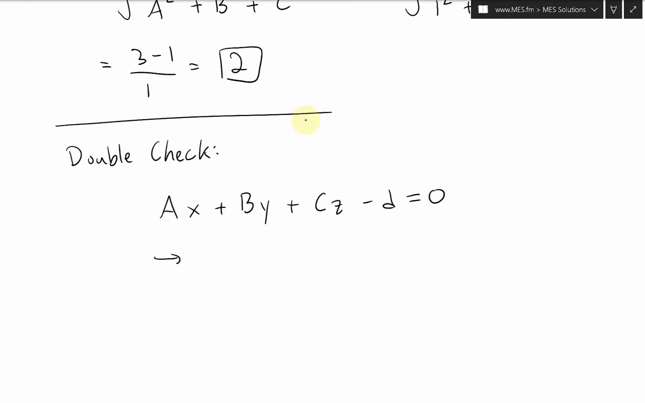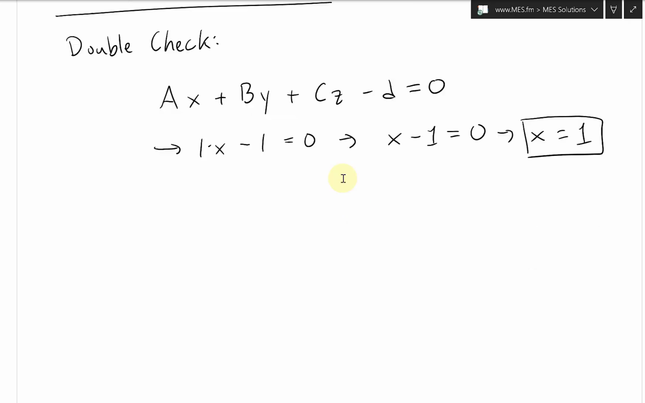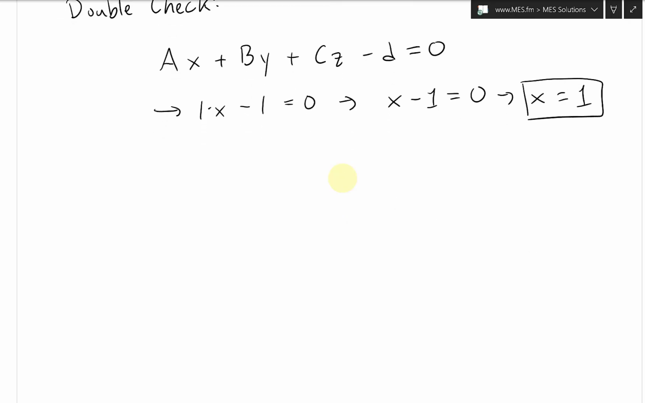This becomes 1 times x minus 1 equals 0. So in other words, we have x minus 1 equals 0. Shift the 1 over to the other side, and x equals 1. So this is the equation of a plane in 3 dimensions. All right, so let's graph that out.